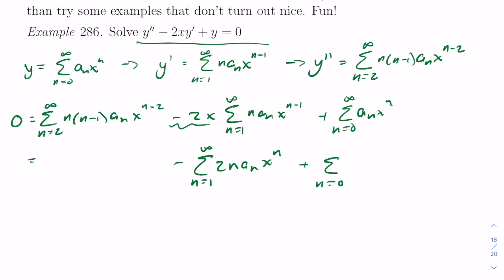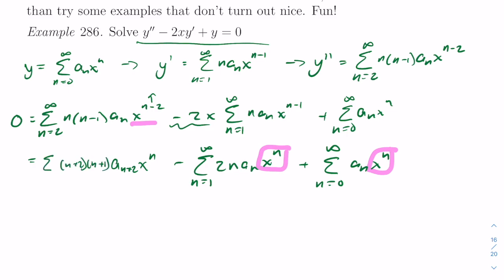plus 0 to infinity. All right, so these two are both in terms of x to the n. Let's write this in terms of x to the n also. So this needs to go up 2. So that'll be n plus 2. That will be n plus 2, n plus 1. And then that'll go down to 0 to infinity.